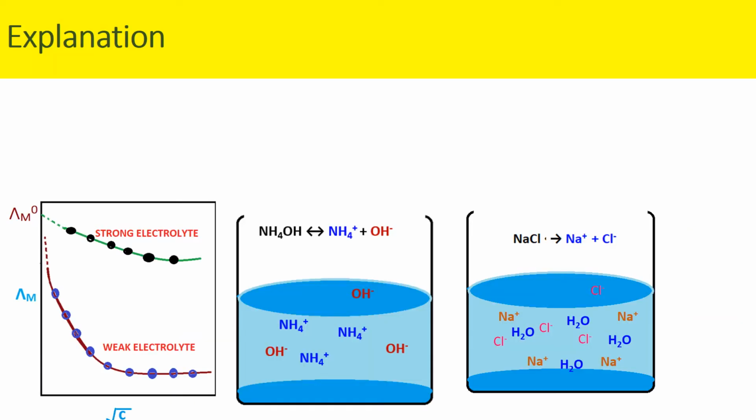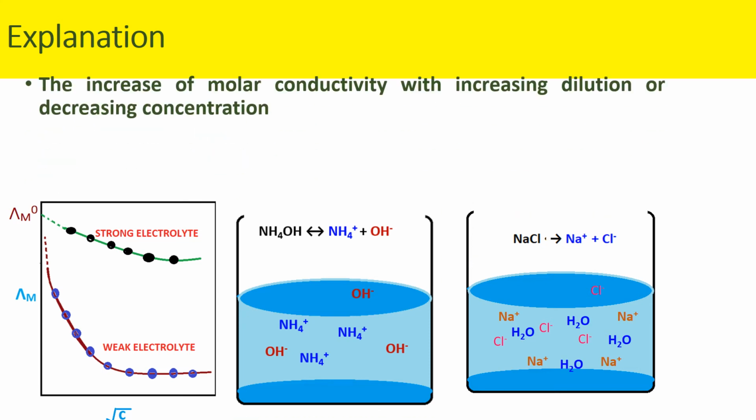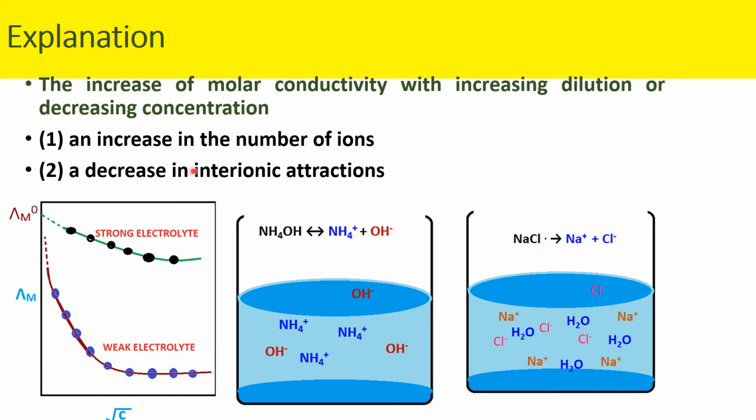Explanation: the molar conductivity increases with increasing dilution or decreasing concentration. This is explained in terms of two effects, that is, an increase in the number of ions and a decrease in the interionic attractions.